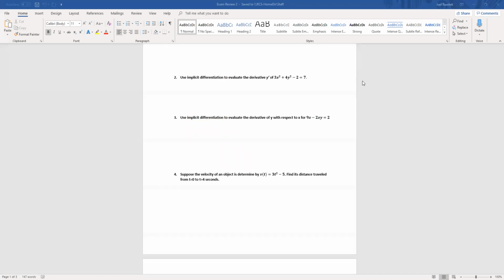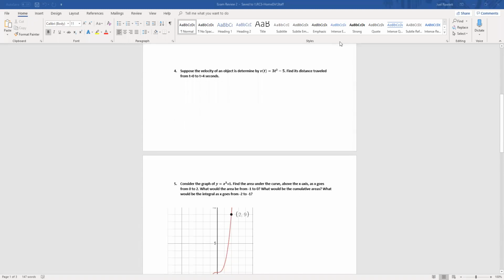Let's look at problem number 4. On problem number 4, we're told to suppose that the velocity of an object is determined by v of t is equal to 3t squared minus 5. Find the distance traveled from 0 to 4 seconds. Okay, so we know that if you integrate the velocity, it will actually take you to the position function.